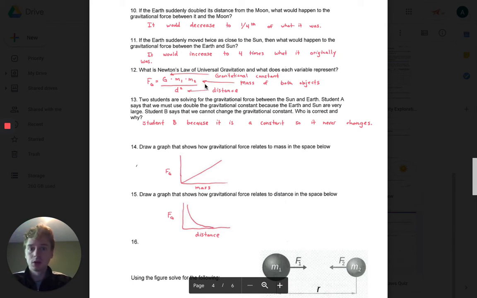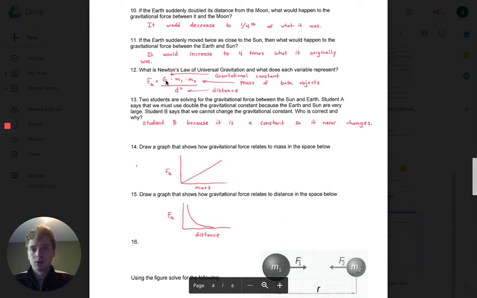What is Newton's law of universal gravitation, and what does each variable represent? So force of gravity is equal to the gravitational constant times mass 1 times mass 2 divided by the distance squared. So that's what's shown here.